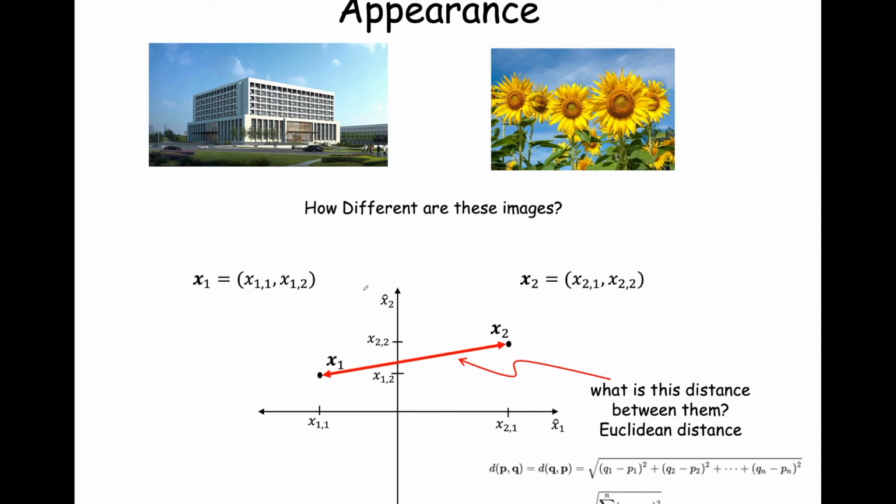And now we have the tools of Euclidean geometry to help us. It's literally the L2 norm between these two points in vector space. This gives us a measure of the distance or similarity between the content of the image x1 represented in feature space and the second image, x2, represented in feature space.